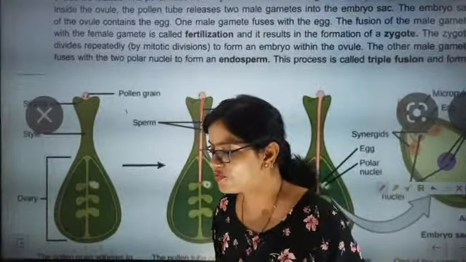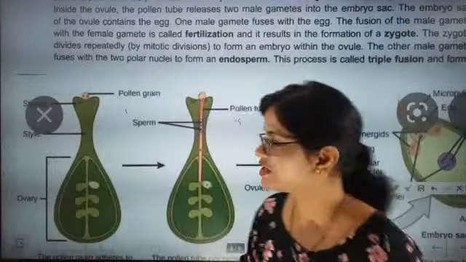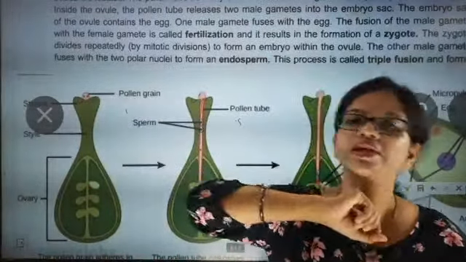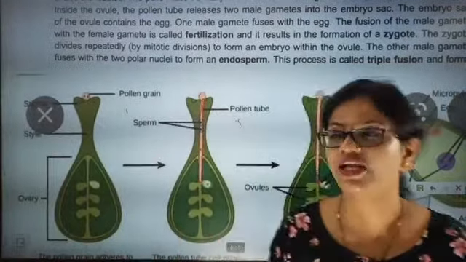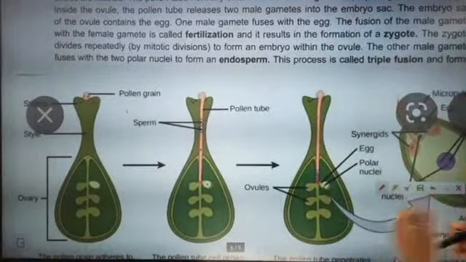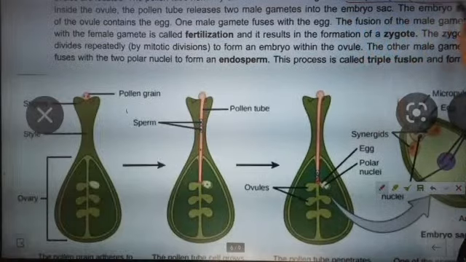Before pollination there would be no pollen tube. Yes beta, you see there is no pollen tube. Through the micropyle opening it will enter, and then only pollen tube formation and entering of the sperms will take place. This was a very important point, beta. So after that, the small opening called the micropyle.